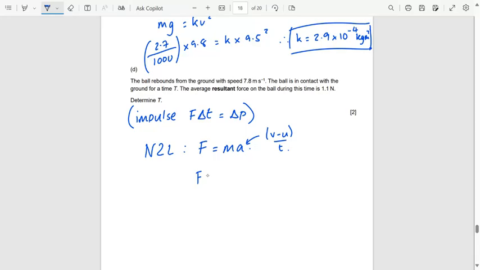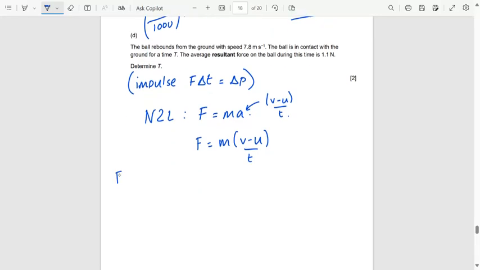So I'm going to rewrite this formula, but substituting the acceleration for v minus u over t. Okay, let's see what I've got. So I'm trying to find t. Let's just check I've got everything else. We're told the resultant force is 1.1. Resultant force is F equals ma, so resultant force is m times v minus u over t. We know the mass. I'm not going to keep writing 2.7 over 1,000. I'm going to do it now in standard form.